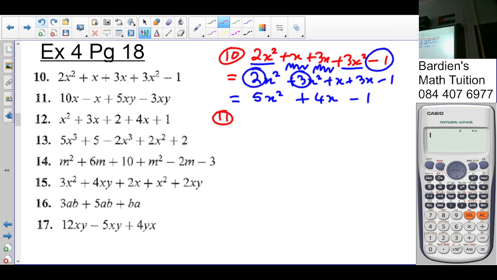Now let's do number 11. I'll give you a chance to do number 11 quickly. And the girl that said I've done it, I just spoke to you earlier on. I said, not everybody has done the work. So give everybody a chance. Okay.